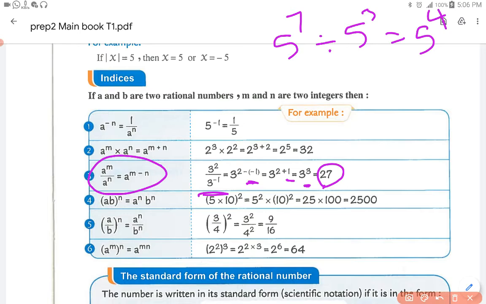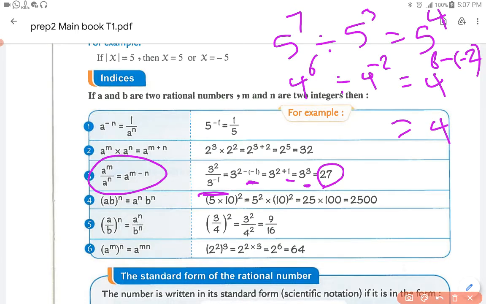Another one, 4 to power 6 divided by 4 to power negative 2. It will be 4 to power 6 minus negative 2, so it will be 4 to power 6 plus 2, so it will be 4 to power 8. That's okay?